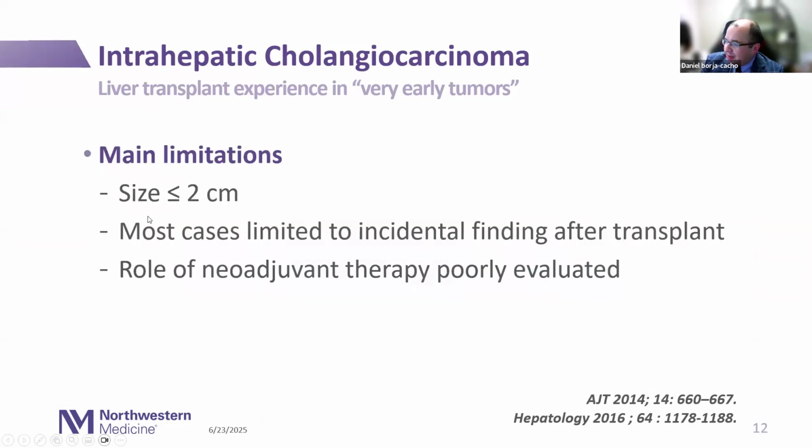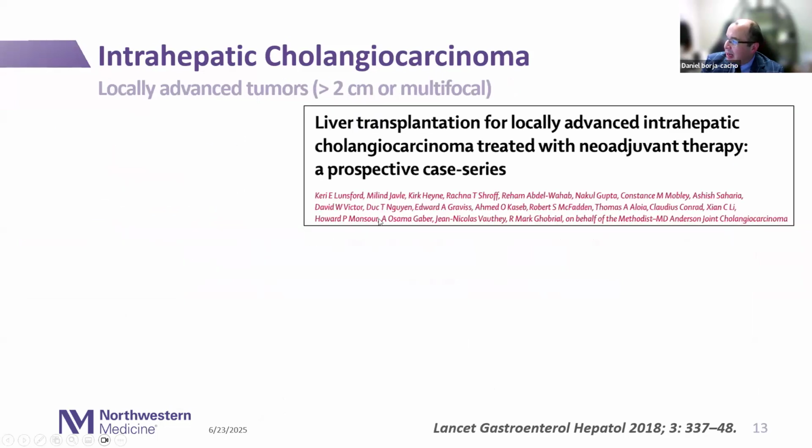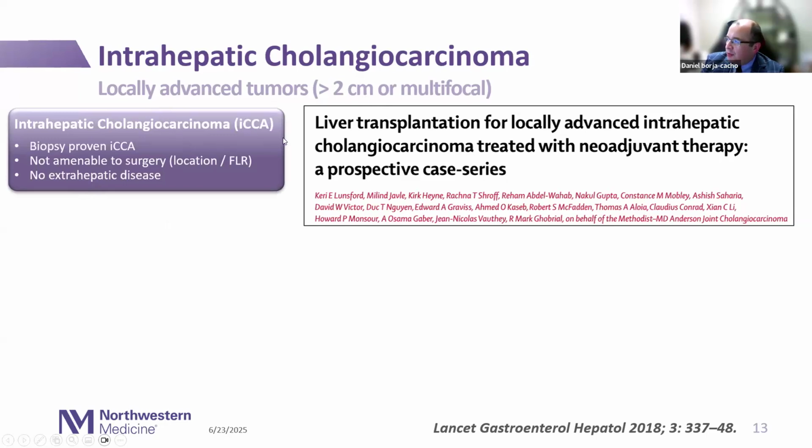However, the limitations of these studies were the size, how frequent we see patients with less than 2 centimeters. Most cases were limited to incidental finding after transplant, and definitely there was no role of neoadjuvant therapy. A landmark study that was published in Lancet Gastroenterology and Hepatology in 2018 evaluated for the first time what happens if we give to these advanced tumors, which they use the same definition used by Sapisuchin, more than 2 centimeters or multifocal. They evaluated the role of neoadjuvant therapy prior to transplant.